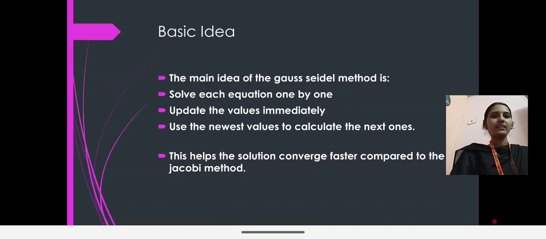Basic idea. The main idea of the Gauss Seidel method is to solve each equation one by one, update the values immediately, and use the newest value to calculate the next one. This helps the solution converge faster compared to the Jacobi method.